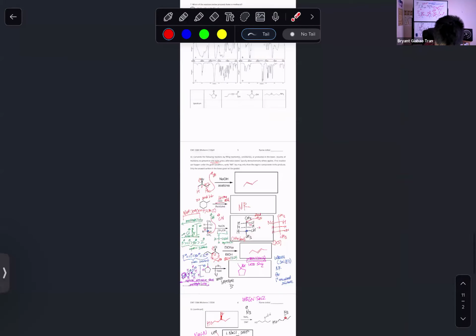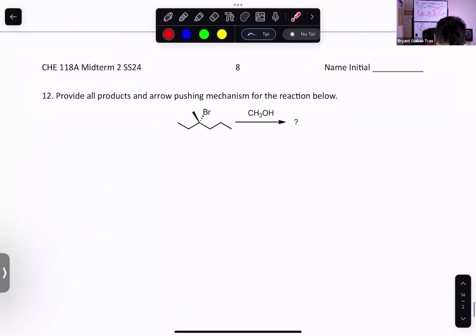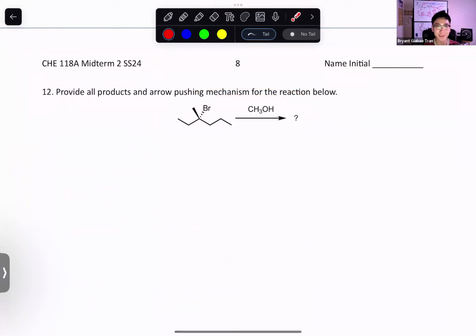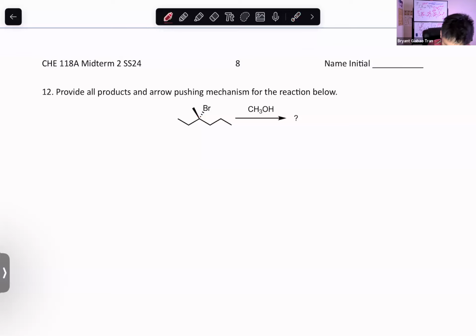Let's do number 12. Provide all products and arrows of fishing for the mechanism. We did something very similar to this earlier in the session. Someone walk me through this mechanism. First, what is this substrate here? Is it primary, secondary, or tertiary? This carbon attached to the leaving group. Tertiary, right? Because that carbon there is attached to 3 other carbons, 1, 2, 3.